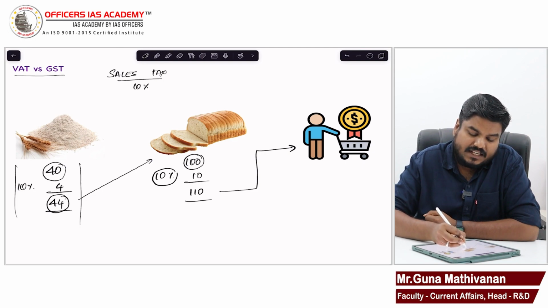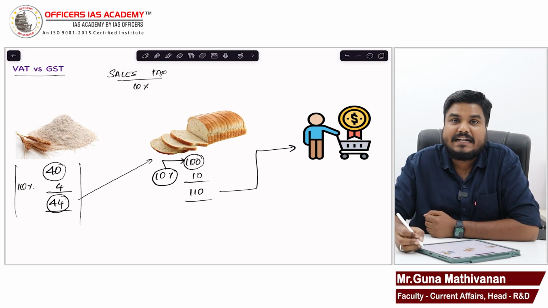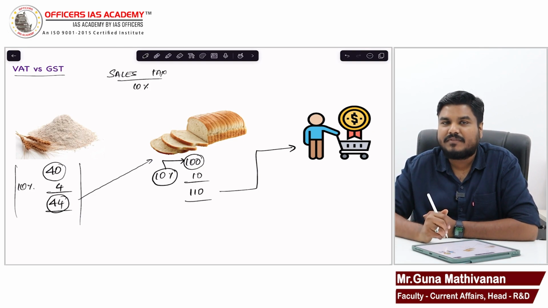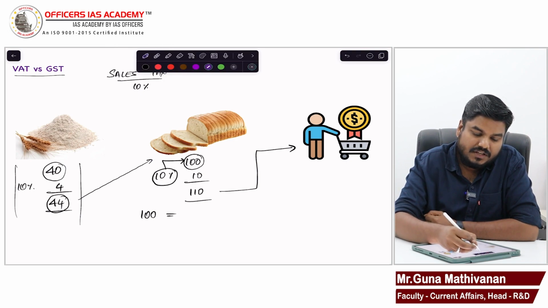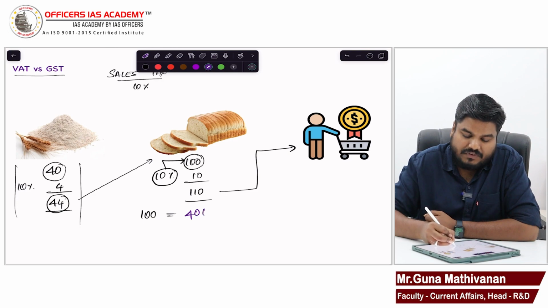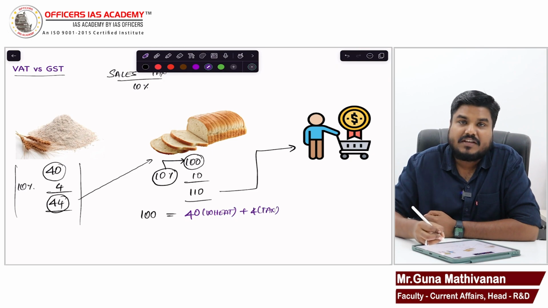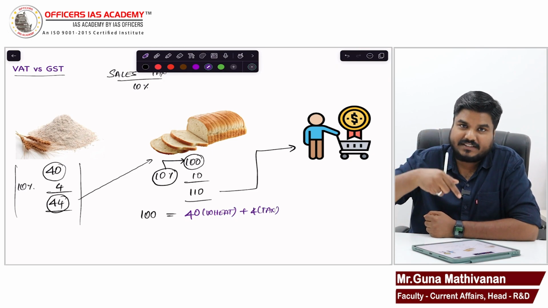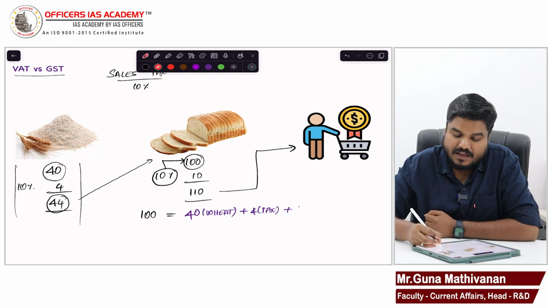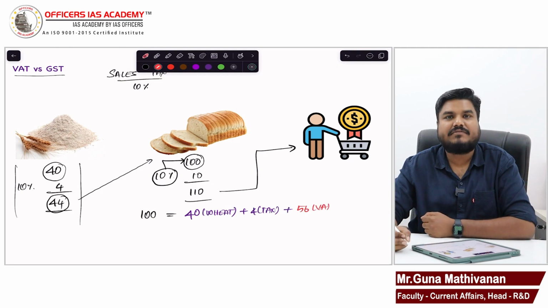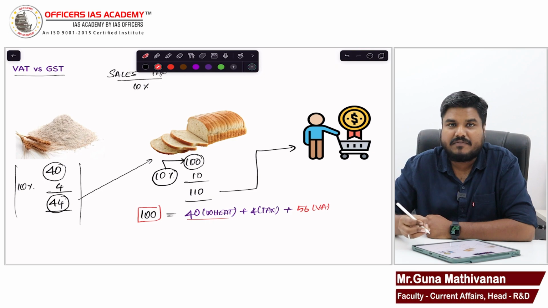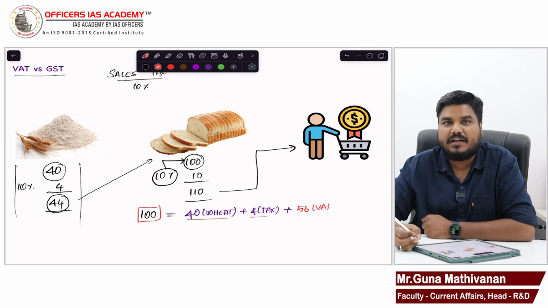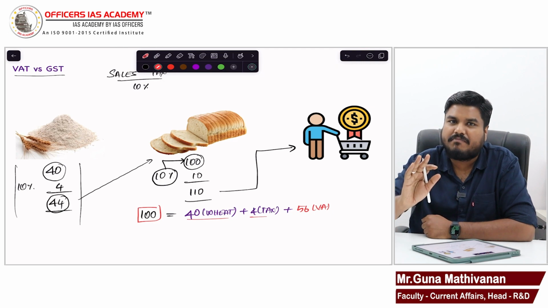This 10% tax, when it is imposed on this entire 100, there comes the problem. So what is this 100 rupees? This 100 rupees is nothing but 40 rupees of wheat plus 4 rupees of tax. 40 rupees of wheat for which 4 rupees of tax is added, plus you will have 56 rupees of value addition. So if you break this 100 rupees, it includes 40 rupees worth of wheat, for which 4 rupees of tax is already paid, plus 56 rupees of value addition made by the bakery.